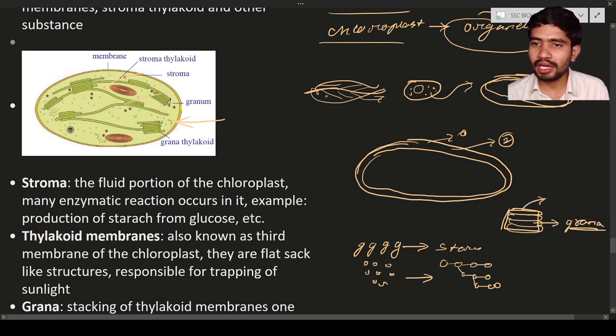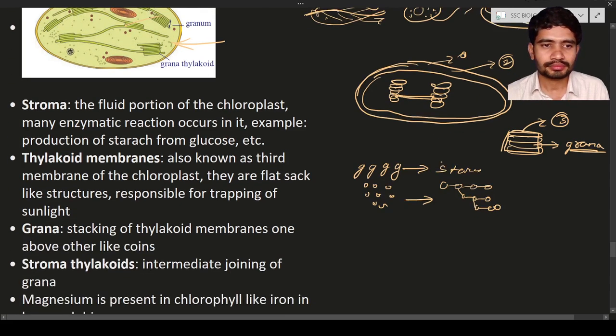Now this grana is the third layer. Here you can see the grana is present in this way. The grana is nothing but a stacking of thylakoid membranes. It acts as the third layer of the chloroplast, and the grana are connected by stroma lamellae. Stroma lamellae are the connections between the grana.